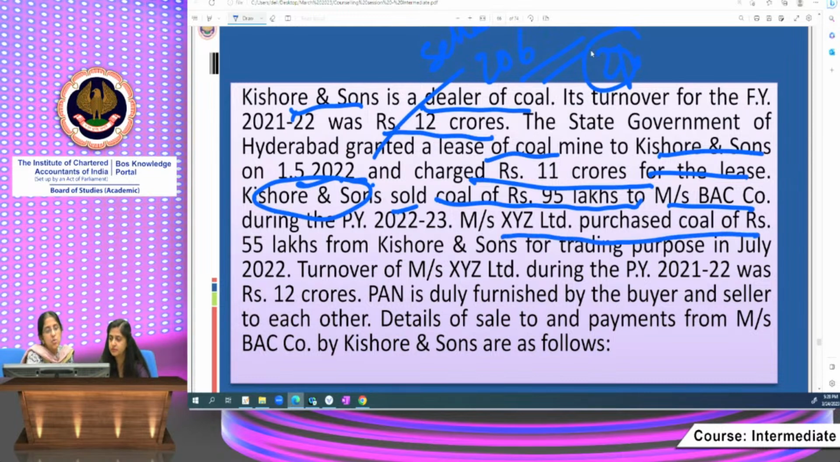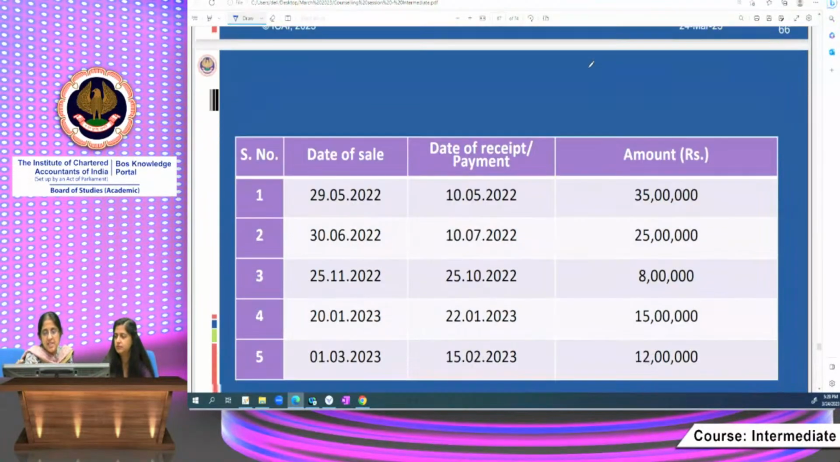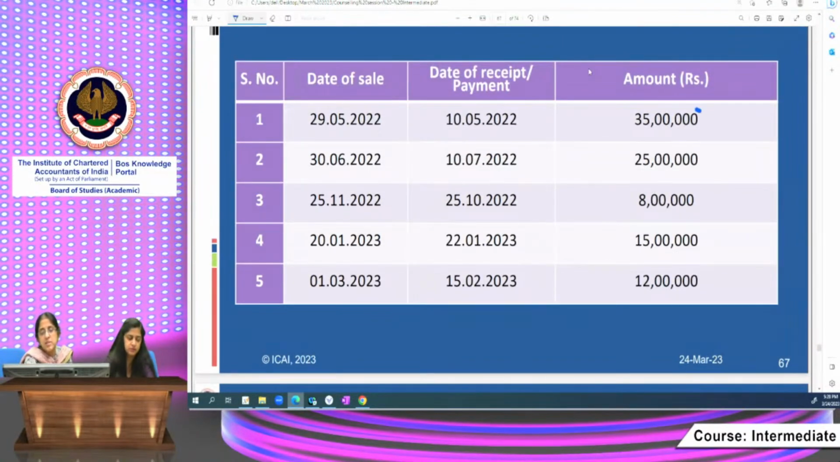XYZ Limited purchased coal of 55 lakhs from Kishore and Sons for trading purpose in July 22. Turnover of XYZ Limited during the previous year 21-22 was 12 crores. PAN is duly furnished by the buyer and seller. Details of sale to and payments from BAC and Company by Kishore and Sons are as follows. The date of receipt and date of sale are given. Totally, first let's see how much the amount is. 35 plus 25 is 60, plus 75, plus 20, 95 lakhs. So it exceeds 50 lakhs.